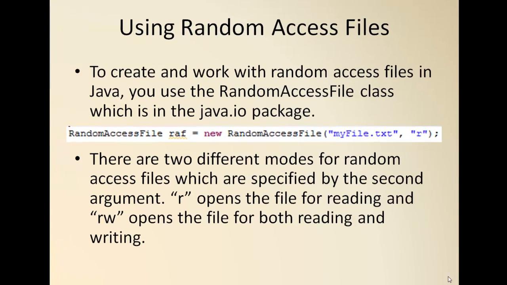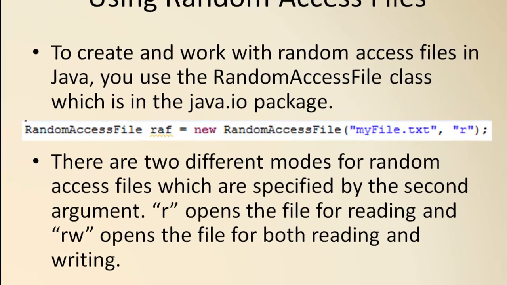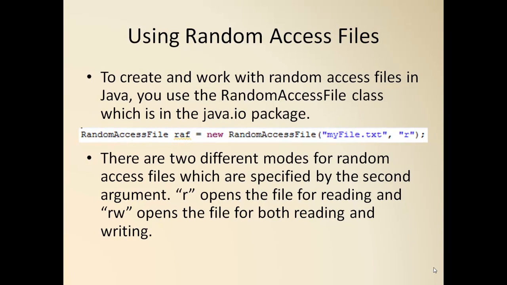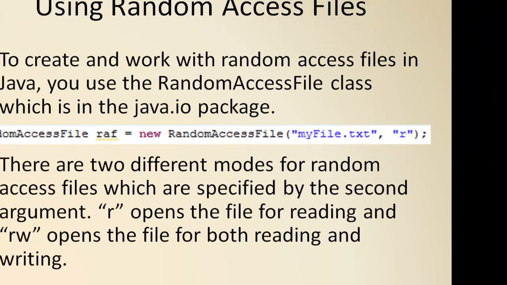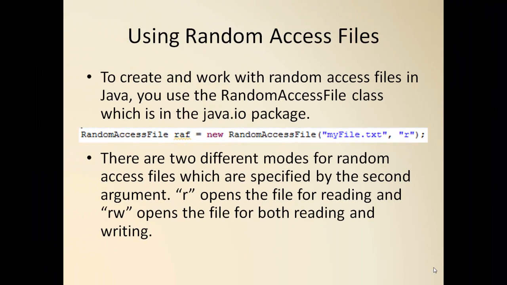To create and work with random access files in Java, you use the RandomAccessFile class, which is located in the java.io package. There are two different modes for random access files, which are specified by the second argument. R opens up the file for reading, and RW opens up the file for both reading and writing.